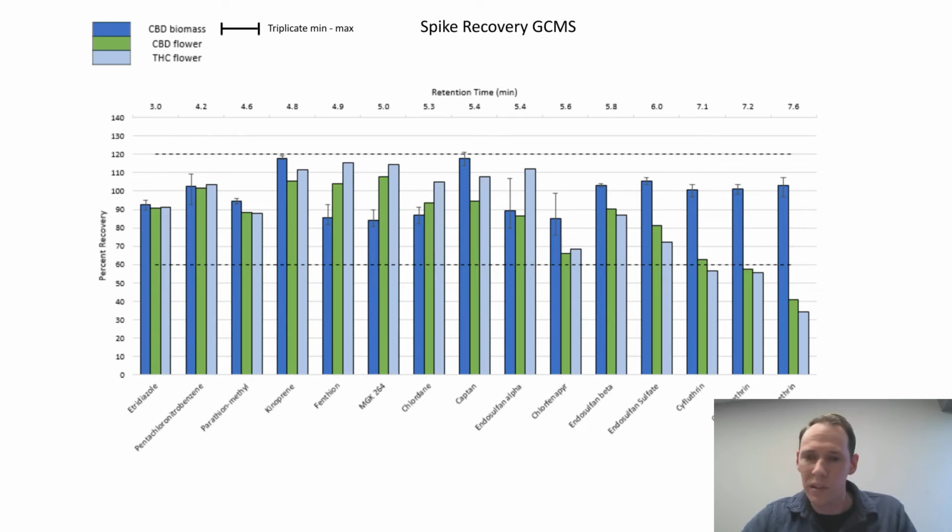Some of the later eluting pesticides, such as deltamethrin, cypermethrin, and cyfluthrin, had low, unacceptable results for the CBD flower and THC flower.